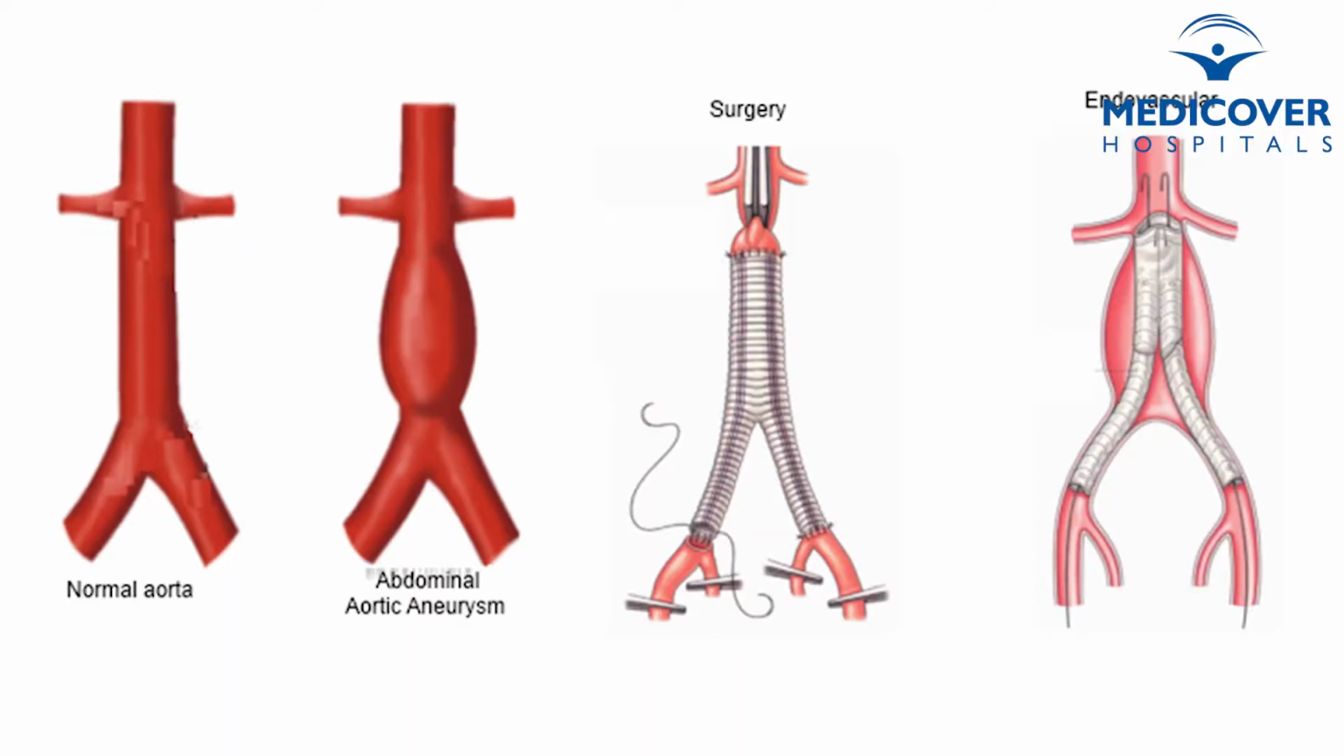Abdominal aortic aneurysms are another disease where we have to replace the part of the aorta with a tube. So we cut in the abdomen down and then we replace the part. So this is regarding aortic aneurysm surgery.